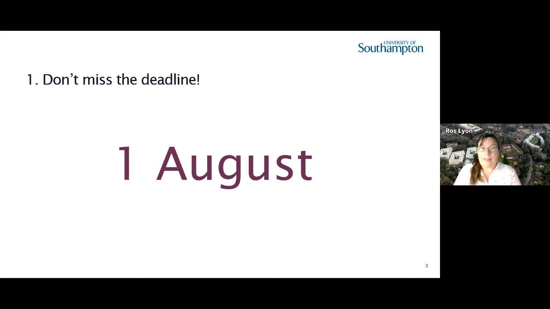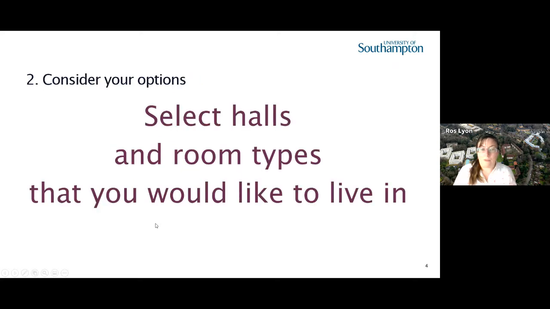But we won't allocate on a first come, first served basis, and you do have until the 1st of August to get your application in. We allocate after the 1st of August, and then we make offers after A-levels are released. If you apply after the 1st of August, we can't guarantee to be able to make you an offer, and if we can, it may not be for the hall that you particularly want, but it is worth putting an application in then anyway. However, to be covered by the guarantee, the 1st of August is the date that you really need to remember.